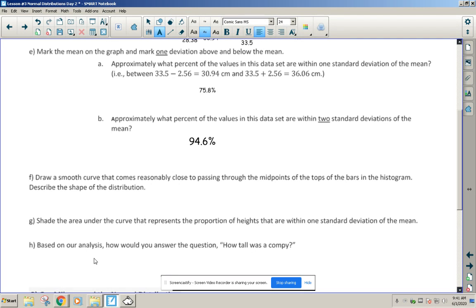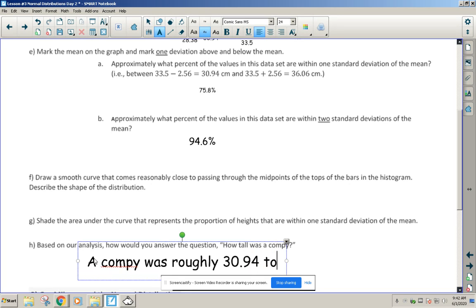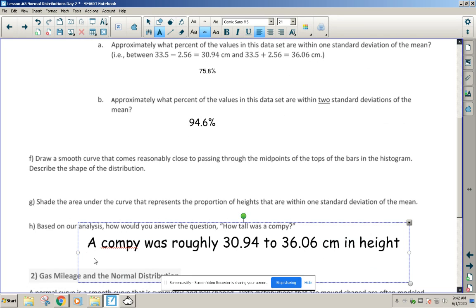And so here we would say a compy was roughly 30.94 to 36.06 centimeters in height, or you could have said 31 to 36 centimeters in height, because that's roughly what we're talking about.